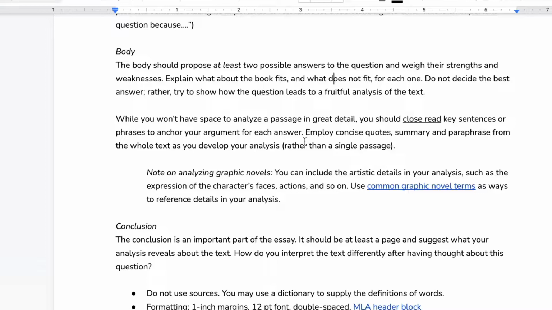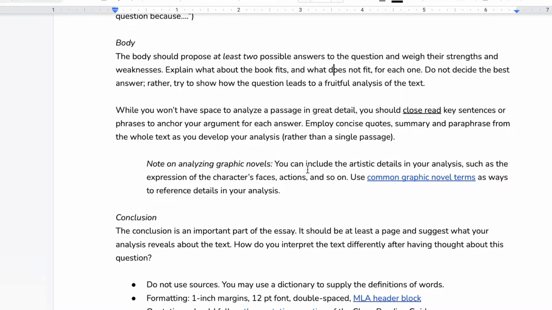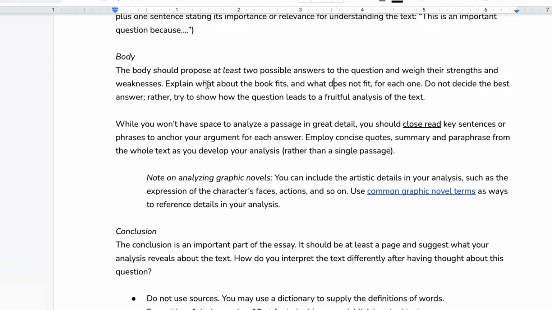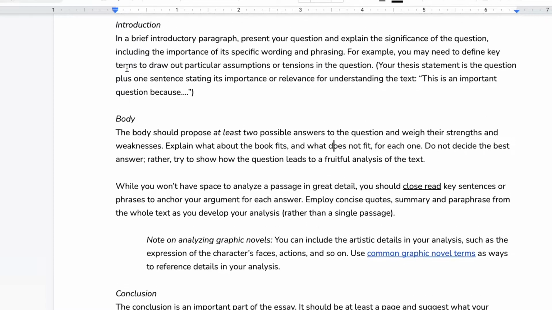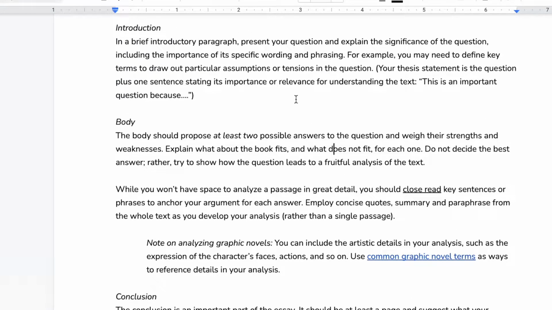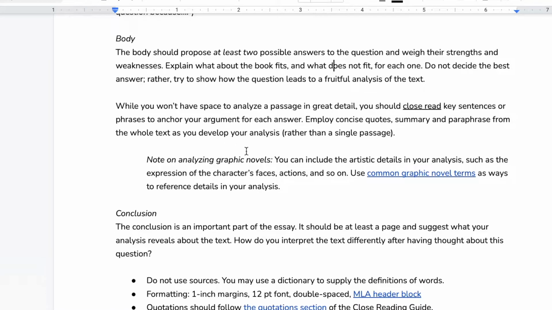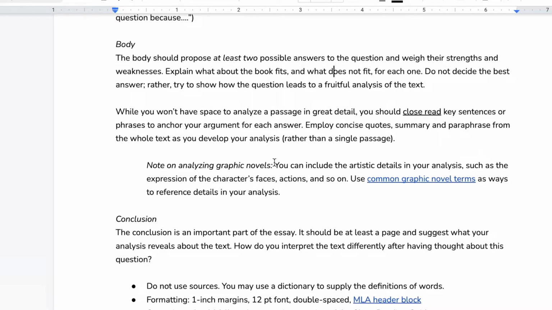When you watch the video lesson for this week, Wallowing in Complexity, I'll say much more about this and why it's an important and good skill to practice. But what I want to highlight here is that your essay is going to be centered on setting up a good question and exploring two different possible answers to that question. And to do those two possible answers, you're going to need to do very quick, concise, close readings of a few key moments in the novel.